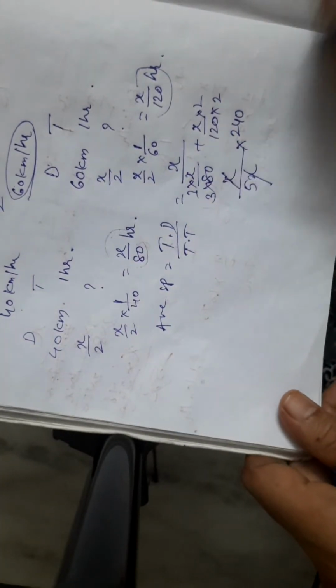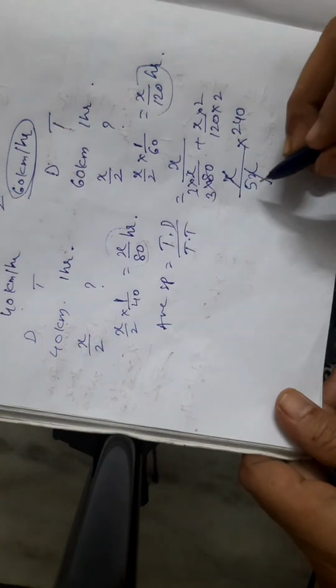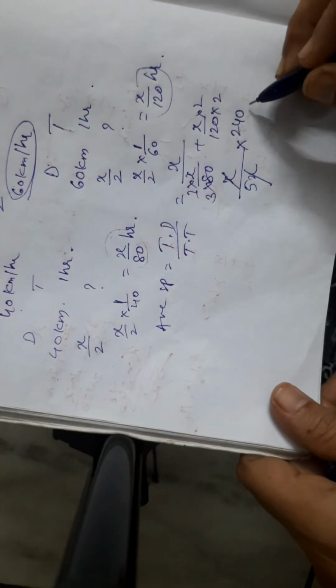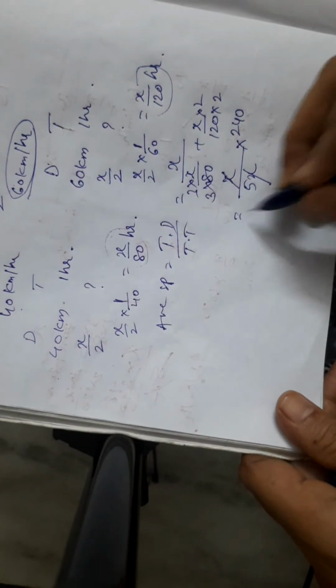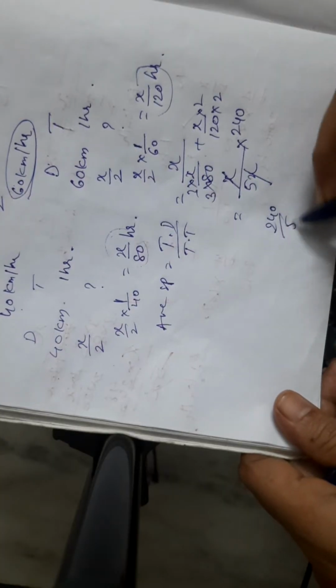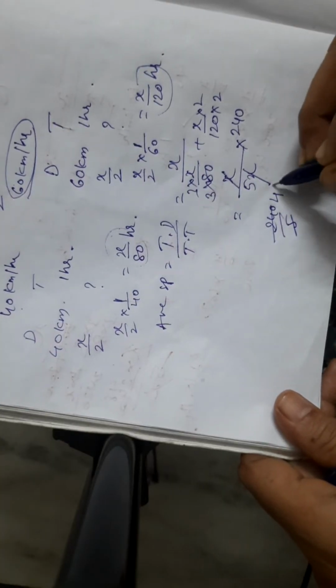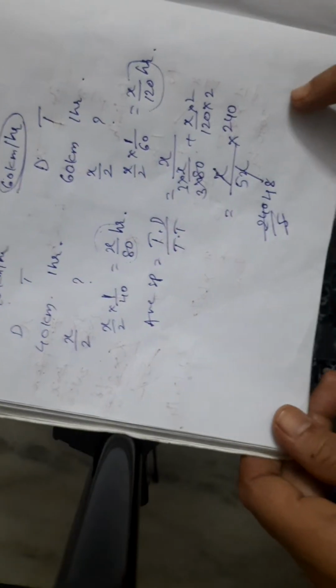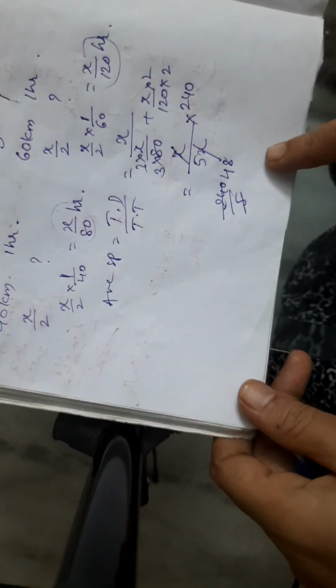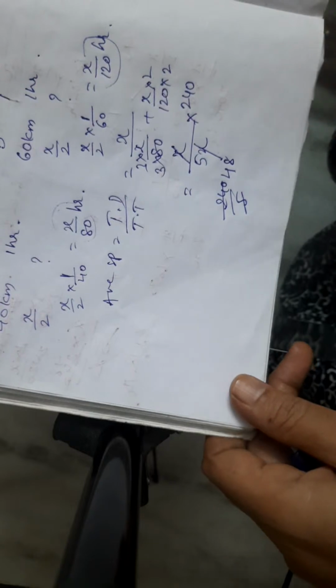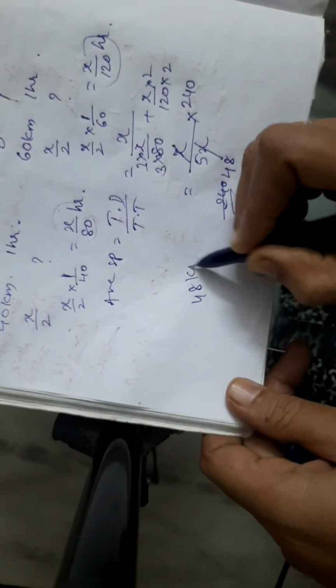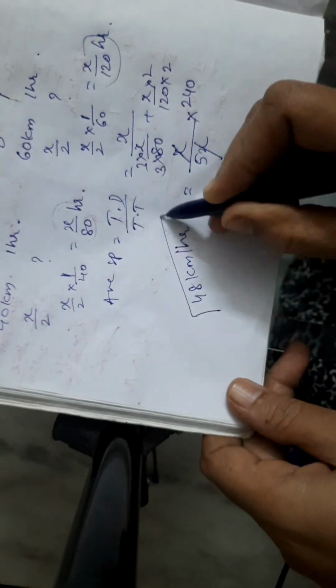Now complete the calculation. So x got cancelled. We can cancel out 5 and 240. If we divide 240 by 5, 5 fours are 20, 5 eights are 40. So ultimately we got the answer as 48. The final answer is 48 kilometer per hour.